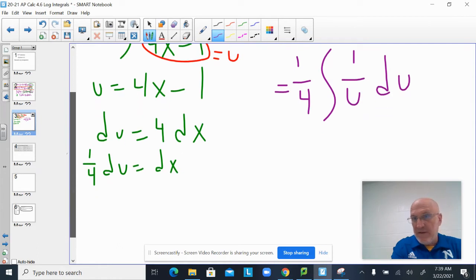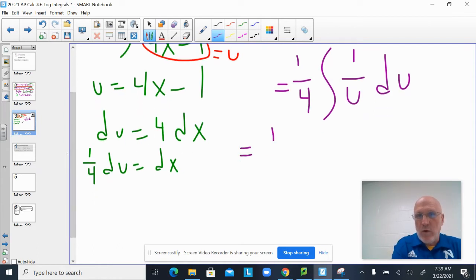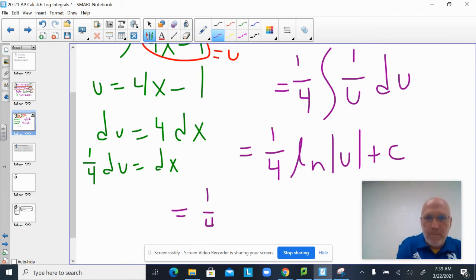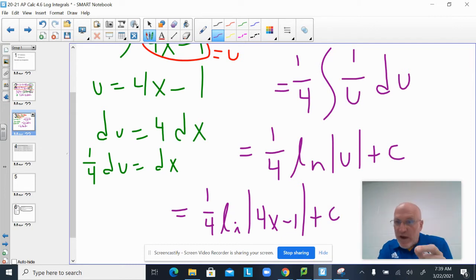And now this becomes an antiderivative I know. So this is 1/4 times the natural log of the absolute value of u plus c, but now we can't leave it like that. Replace u with what u is, which is 4x minus 1. So my final answer is 1/4 natural log absolute value of 4x minus 1 plus c. Fairly straightforward u substitution natural log integral.